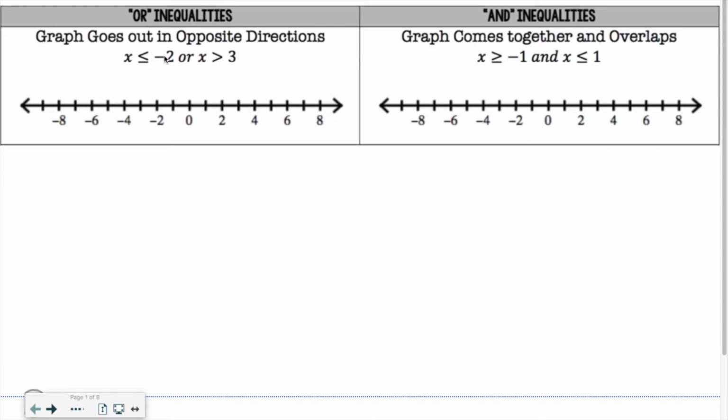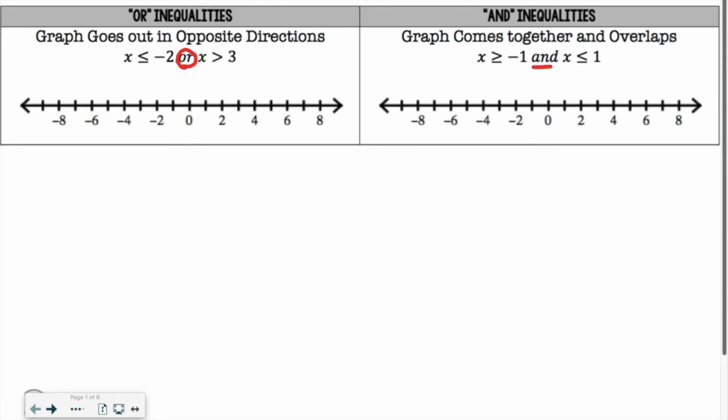Welcome to the 2.6 Compound Inequalities video. In this video, you're going to understand how to solve two inequalities and graph them on the same number line. So when you have the word "or" in between the inequalities, you're going to make sure that you are shading outwards so they're not connected. So it's going to have two arrows going outwards from each other.